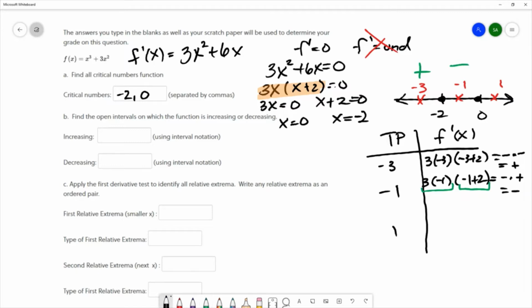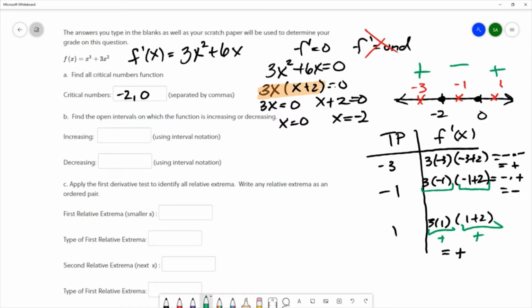Then for the last interval, our test point is 1. 3 times 1 times 1 plus 2. That is a positive times a positive, which is a positive. So we have a positive on that last interval.